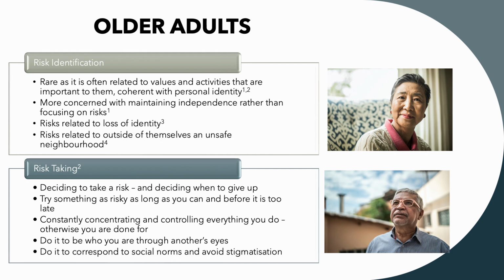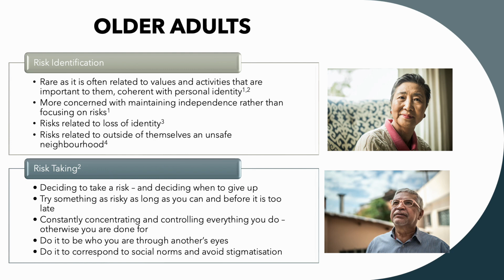Older adults rarely identify risks, as the risks identified by others are related to the person's values, personal identity, and/or activities that are important to them. Older adults are more often more concerned about maintaining their independence rather than focusing on risks. When they do identify risk, it is when it is related to a loss of identity or something outside of themselves, such as living in an unsafe neighborhood. When specifically asked about risk taking, the older adult sees it in different ways.